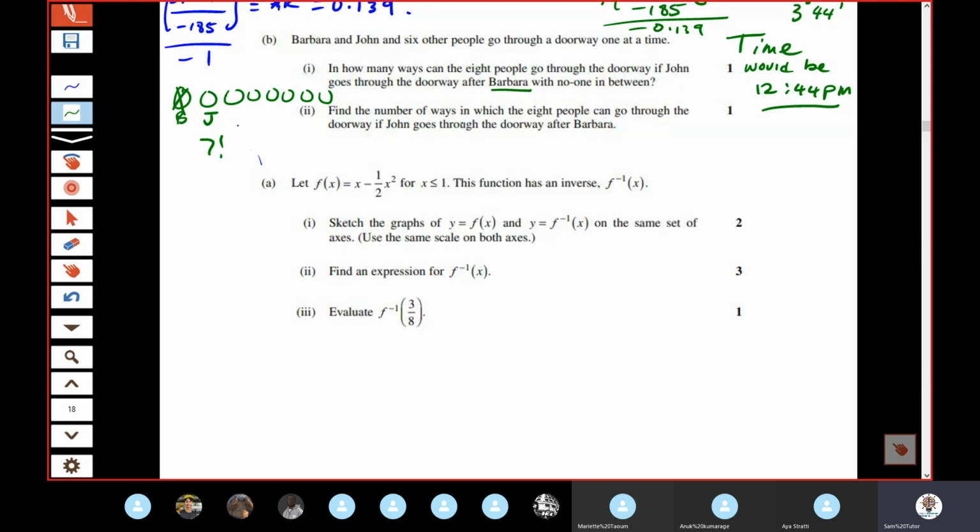All right. Find the number of ways in which the 8 people can go through the doorway if John goes through the doorway after Barbara. It doesn't matter who's in between and who's not. Okay. How are we going to do that? Again, any ideas? As long as John's just after Barbara.